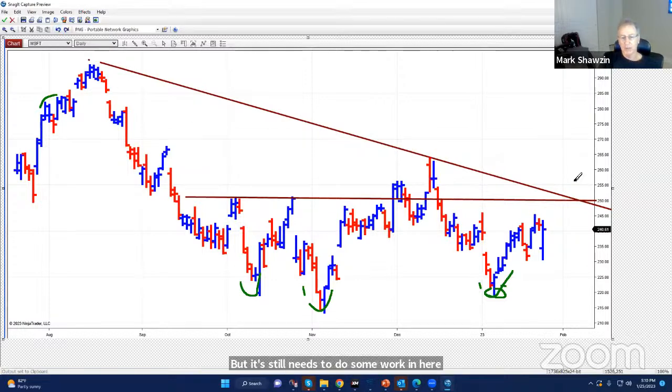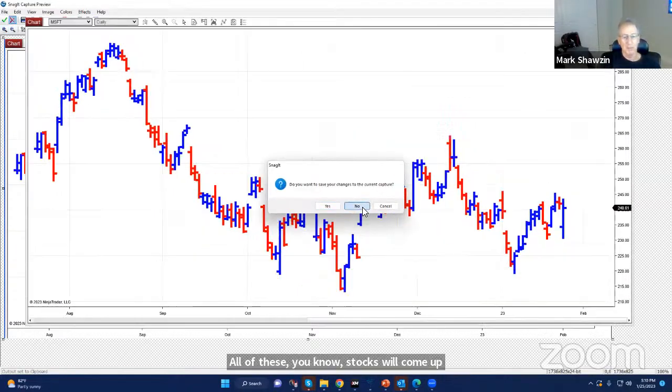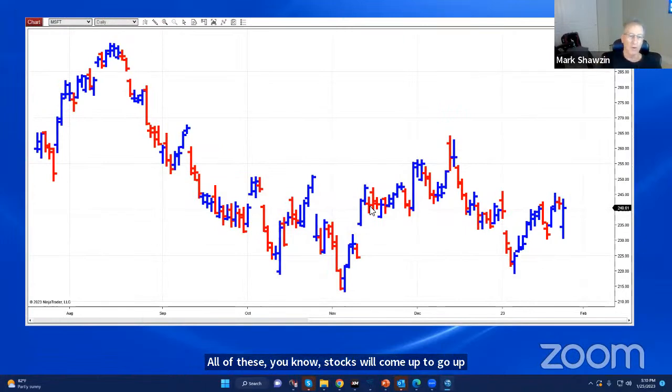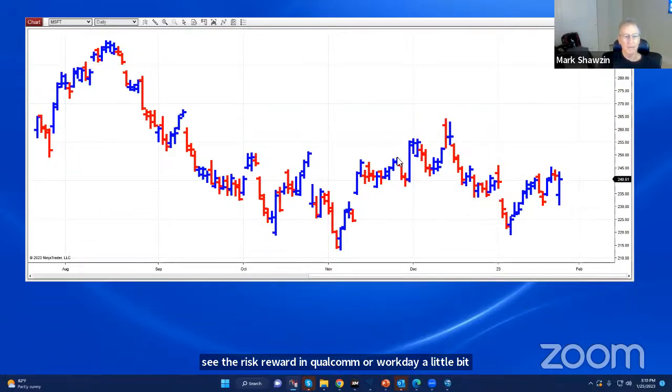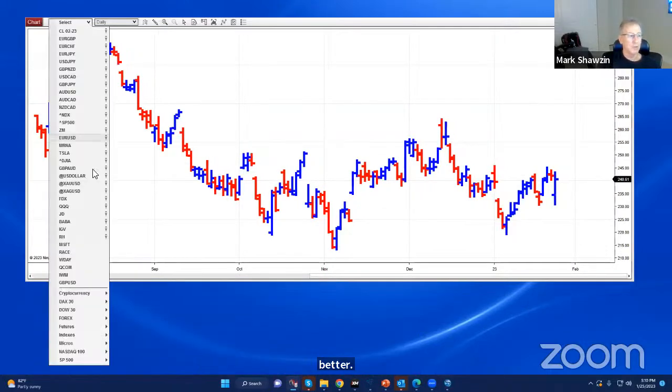I would much rather trade Qualcomm. So each chart is different. I mean, all of these things are highly correlated. When the market goes up, all of these stocks will kind of go up together, some better than others. But I can see the risk reward in Qualcomm or Workday a little bit better. I just think they're better charts. So let me move on to FX.